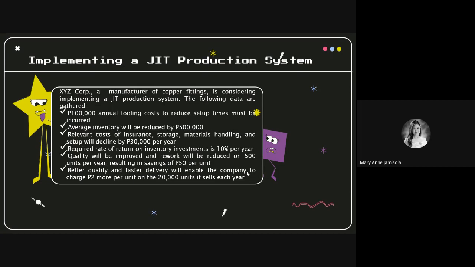Quality will be improved and rework will be reduced on 500 units per year, resulting in savings of 50 pesos per unit. There will also be better quality and faster delivery, which will enable the company to charge 2 pesos more per unit. So there we can charge an increase of 2 pesos per unit on the selling price on the 20,000 units that it sells each year.